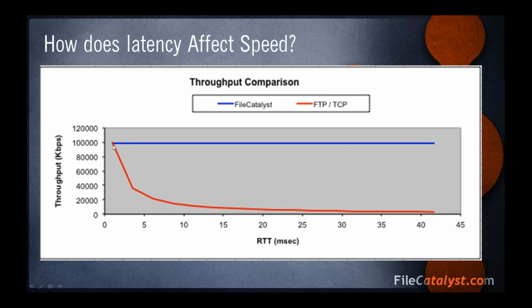If you look very close in this corner here, you'll see that actually TCP at very low latencies is a bit faster than FileCatalyst. So that's why it's important when you're testing our software to test it in a real life scenario. Don't test it with 2 computers on a local area network, because you will not see any performance improvements over TCP. You've got to test in a real life scenario, or you can get yourself a network emulator that will emulate real network conditions if needed.